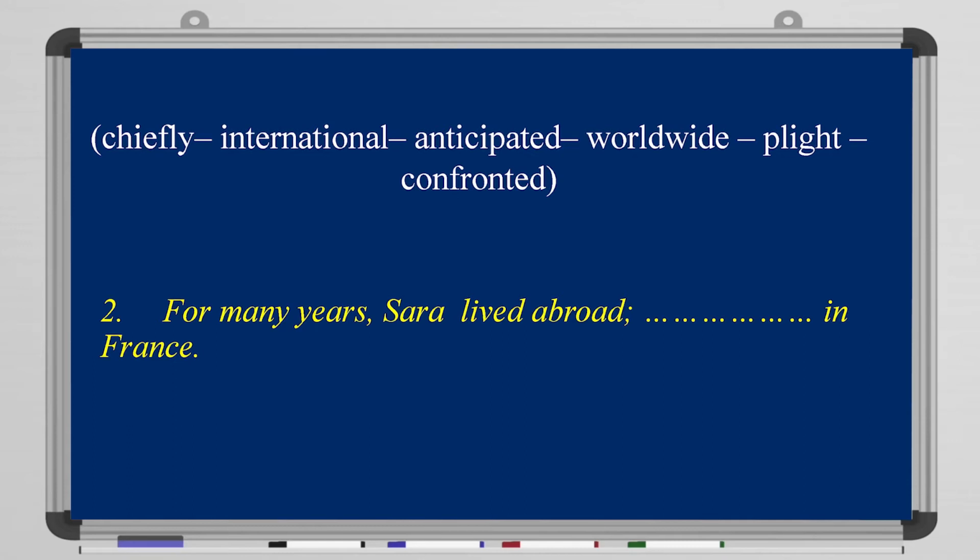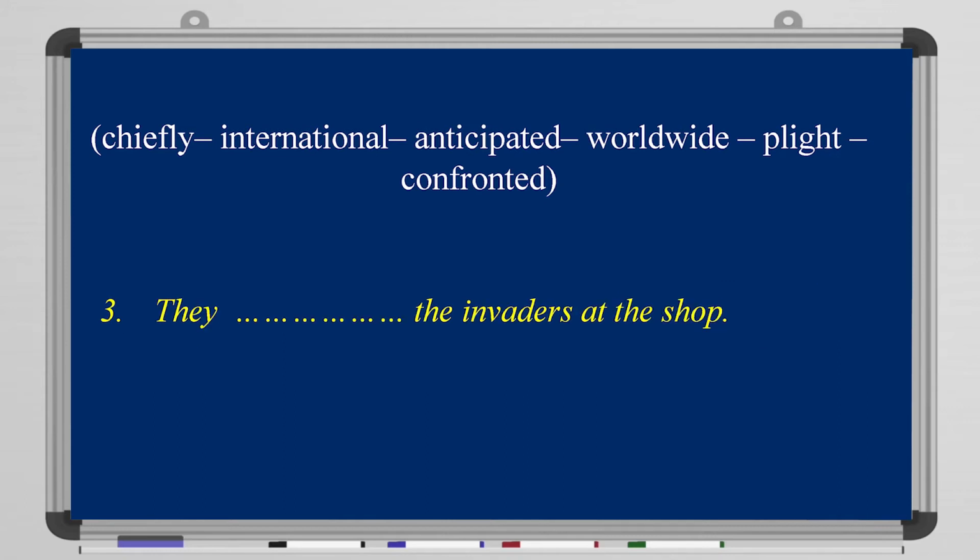For many years, Sarah lived abroad blank in France. So she lived abroad, but it was in one specific country that she stayed in the most, which is chiefly in France. Very good, excellent. So number 3. They blank the invaders at the shop. So people were trying to rob this shop, but the people were able to confront them. Very good. So they confronted the invaders at the shop. Did you get those? Yes? No? I'm sure you did. They're pretty easy. Go over them again so that you can make sure that you've got them correctly.